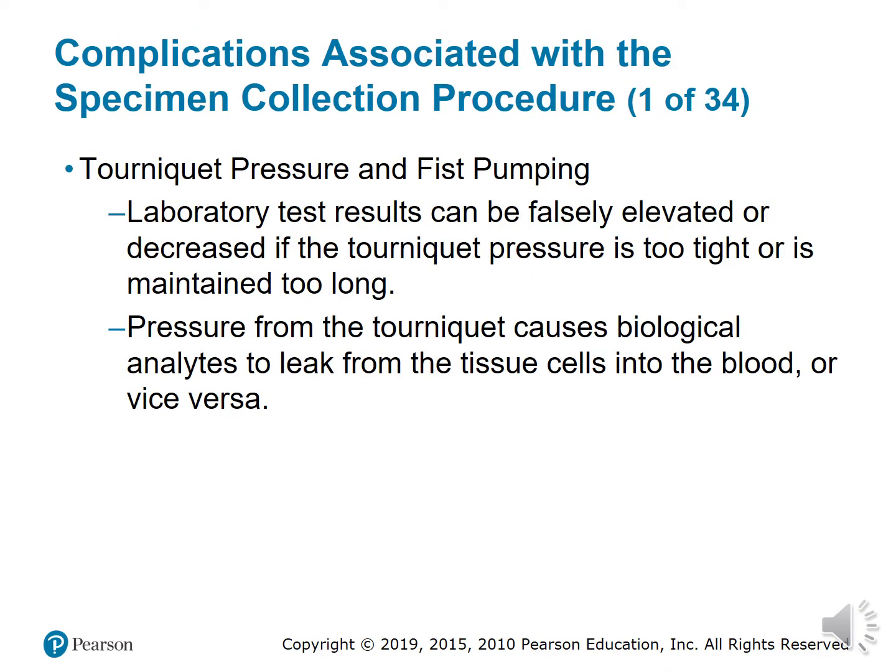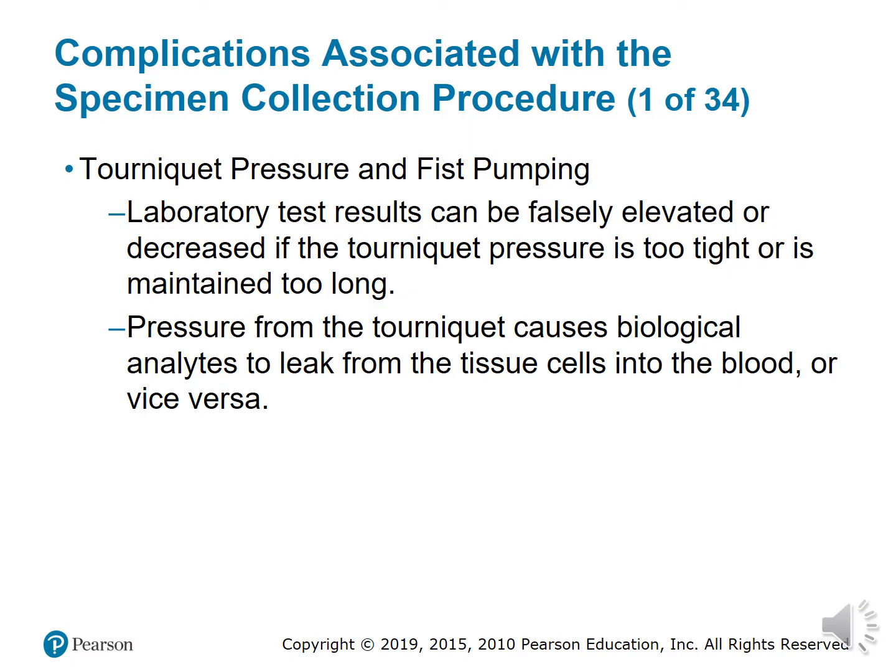Tourniquet pressure and fist pumping. Laboratory test results can be falsely elevated or decreased if the tourniquet pressure is too tight or is maintained for too long a period. No more than 1 to 2 minutes can a tourniquet stay on a patient's arm. The pressure from the tourniquet can cause biological anions to leak from the tissue cells into the blood or vice versa. A tourniquet should be on a patient's arm no more than 3 minutes when collecting blood.